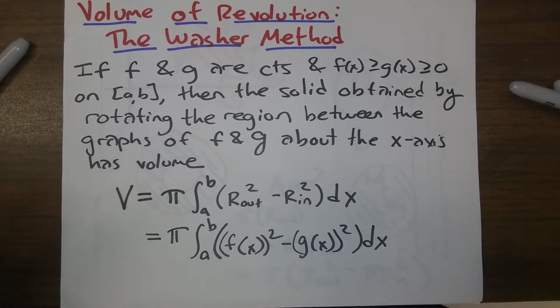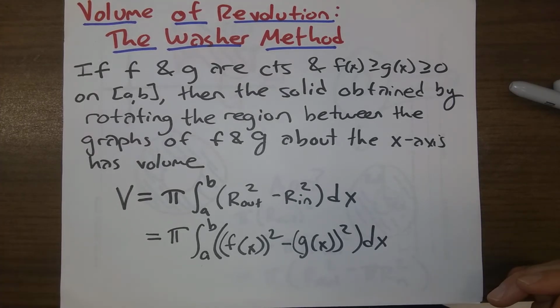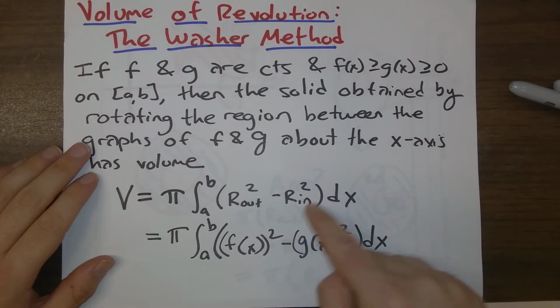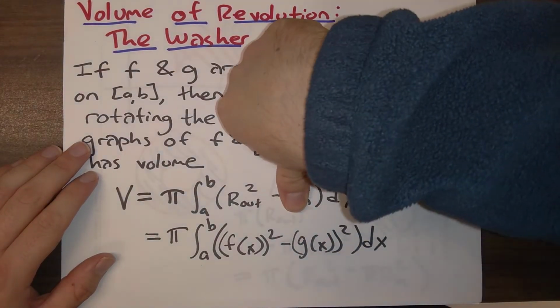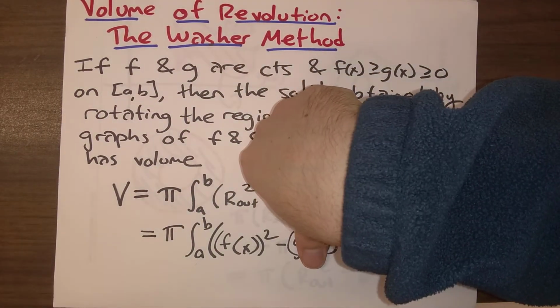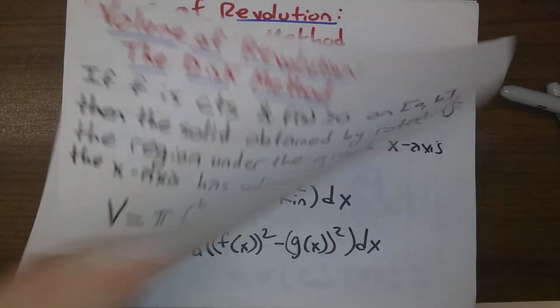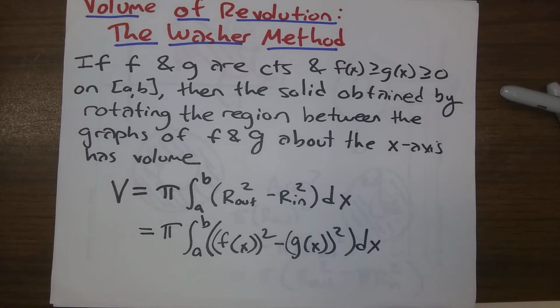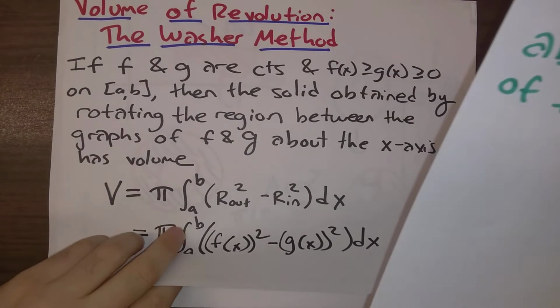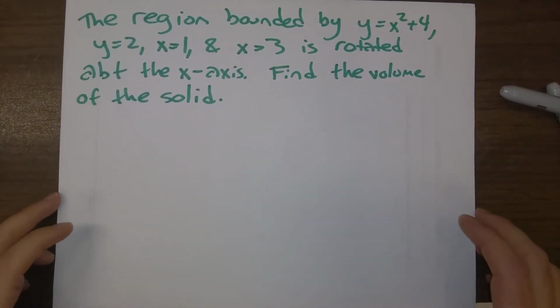This is what we have in this section, and this generalizes what's going on with the disk method. If we were to set r sub in to be 0, it would just be integrating f of x squared, and that looks just like what we had before. Okay, so that's the big formula here. Let's go ahead and use the formula. So here is a problem to think about.